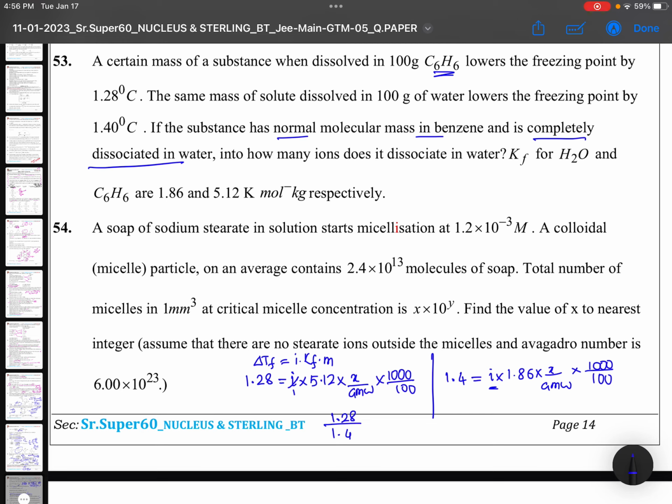1.28 by 1.4 is equal to 5.12 by 1.86. This x by gram molecular weight part I am cancelling, that part is same. The i factor, this one is 1, here i into 1.86. So i is equal to, this will be going up, 1.4 into 5.12 divided by 1.28 into 1.86. Just let me calculate, give me some time.